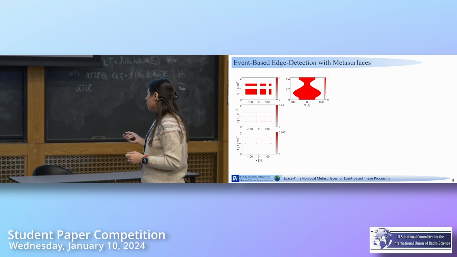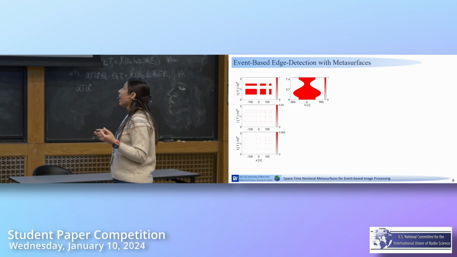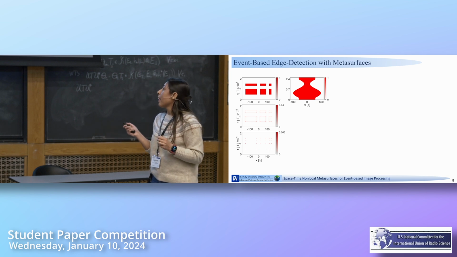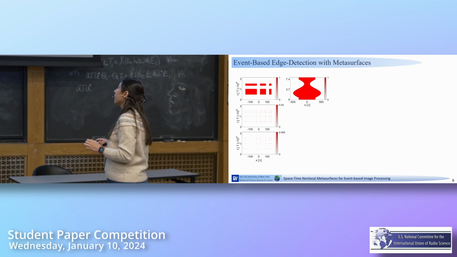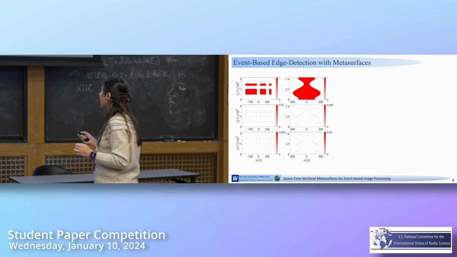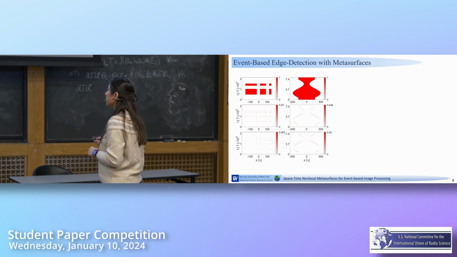In the next scenario, again, we have a 1D strip. After a while, the width of the strip starts to change. And we expect to see the edges of the strip only when the width is changing. And this is the output from the metasurface, and this is from the exact mathematical operation.